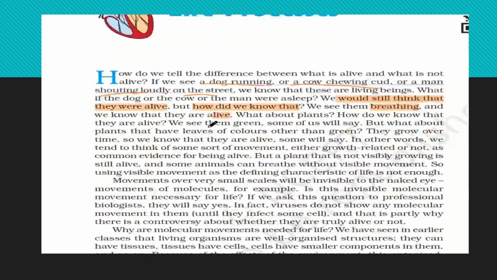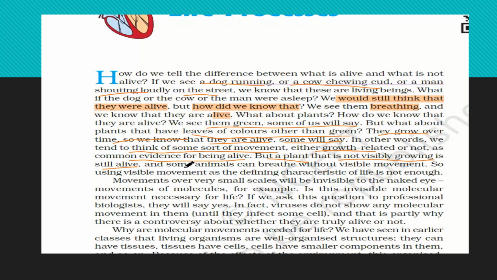Now when we see green plants, some of us will say that the leaves are moving, the color of the plants is green, but they are not moving from one place to another. But they grow over time, so we know that they are alive. So all are having different life processes. We tend to think that some sort of movement or growth is related, but it is not a common evidence for being alive. A plant that is not visibly growing is still alive. Suppose a plant for the last 5 years is of the same height, so it's not growing that much, but we can make out that it's alive.